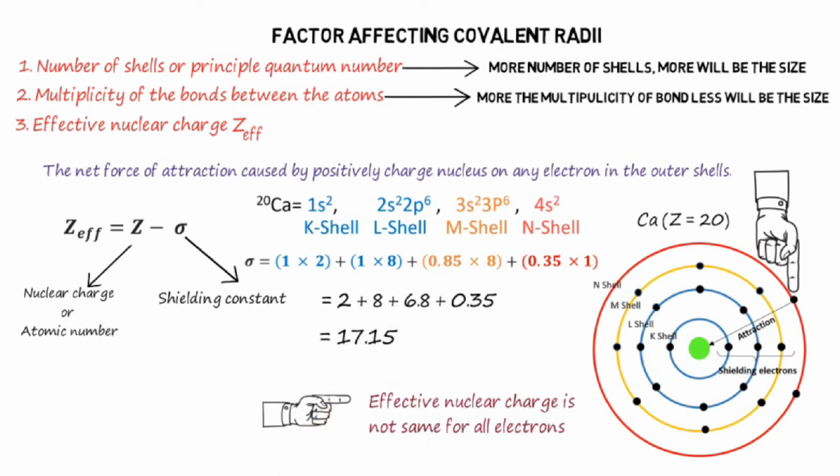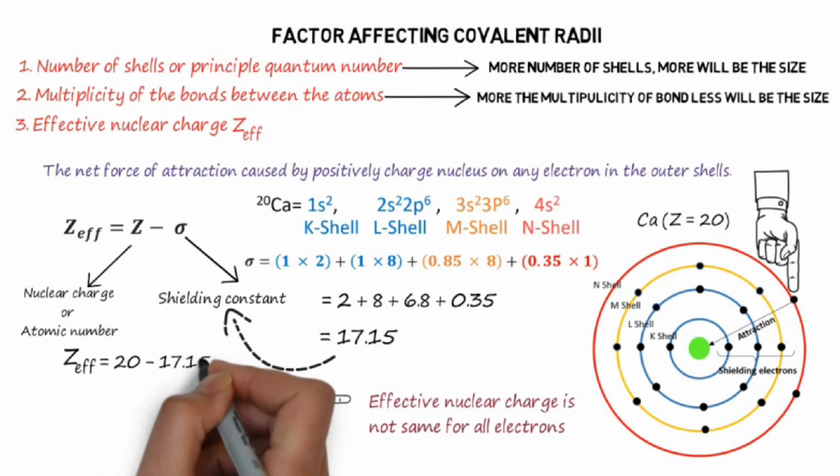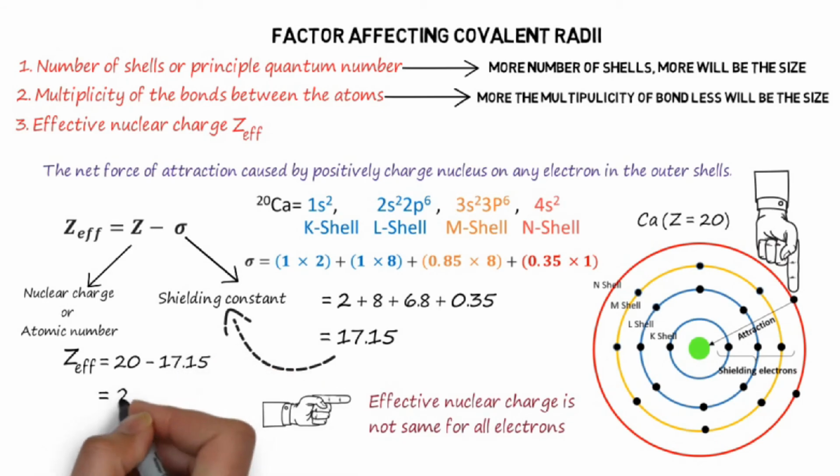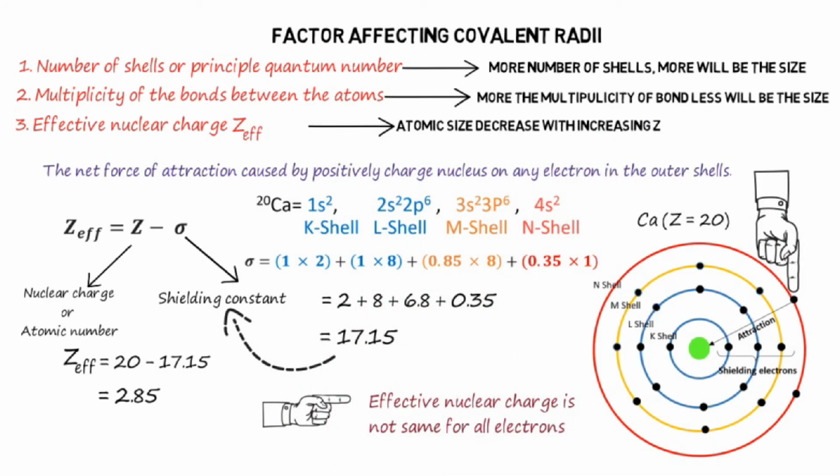By placing these values, we obtain the value of shielding constant equal to 17.15. By placing this value in the equation of effective nuclear charge, we obtain Z effective equal to 2.85. From this detail, we see that more will be the value of effective nuclear charge, more strongly the outermost electron will be pulled towards the nucleus. The net result is that the atomic size will be decreased.